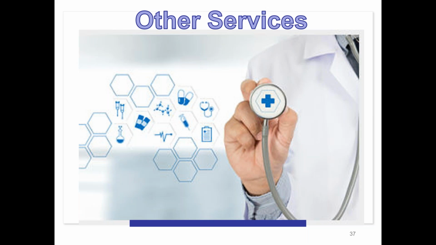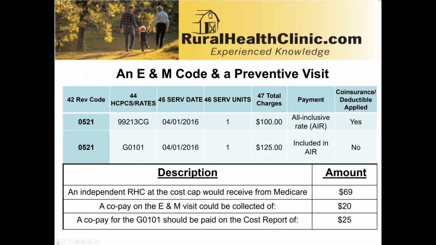If you have an E&M code and a preventive, let's go back to our, let's see here, I must have gone through these last year. Here's the answer to that one: you're going to get $69 from Medicare. That's all you're going to get. The only exception is if this would have been an IPPE, you could have gotten 2 all-inclusive rates. But if you have a sick visit and a whole slew of preventive services on there and none of them are an IPPE, you're going to get $69 for that visit. That's all you're going to get. And from that patient, you're going to be able to collect that $20 copay on the E&M code. That's all you're going to be able to collect.